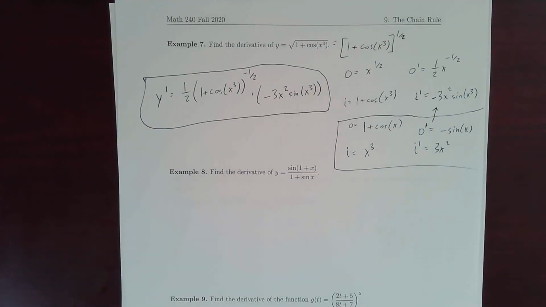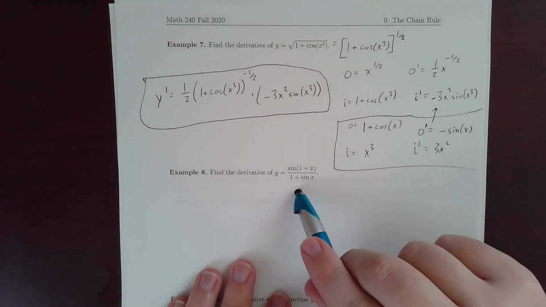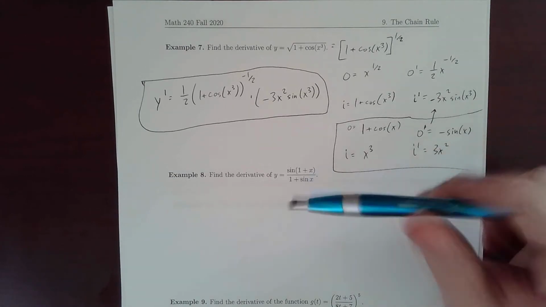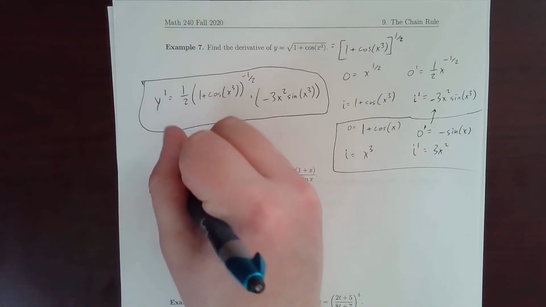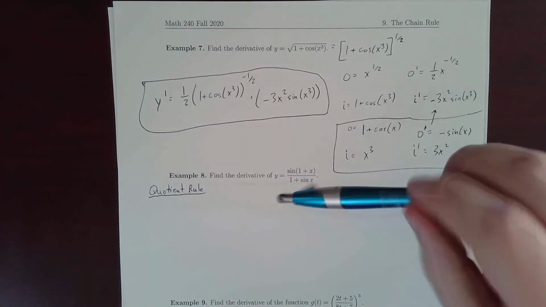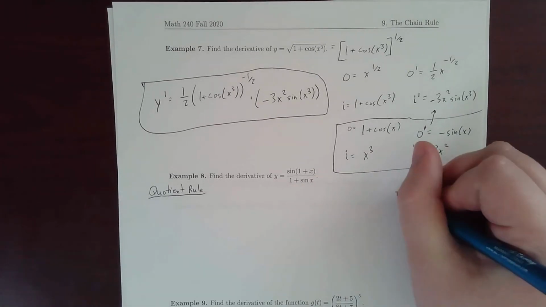All right, that was an exciting example. Let's see what other sorts of things we're going to play around with. Say we wanted to go ahead and find the derivative of sine of 1 plus x over 1 plus sine of x. Now, this is a quotient rule. We have one thing divided by another thing. In using the quotient rule, we need to know both the derivative of the numerator and the denominator. So remember, it's low d high minus high d low all over low squared. But we don't know what the derivative of sine of 1 plus x is.